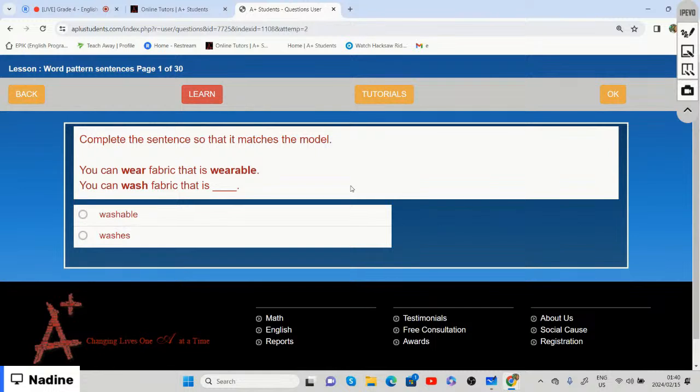So you can wear fabric that is wearable. So we add the suffix able. Wearable means that you are able to wear it. Then it means you can wash fabrics that is washable or that washes.